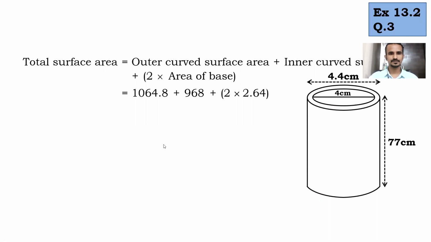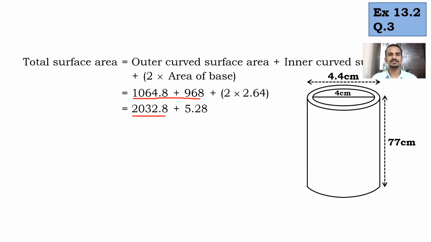So we add them. 1064.8 plus 968 will be 2032.8, when we add these first two numbers. Now 2 into 2.64 will become 5.28. So 2032.8 plus 5.28.